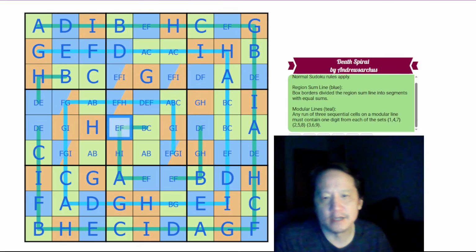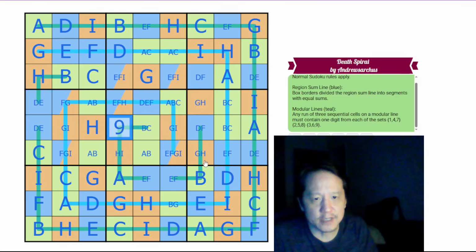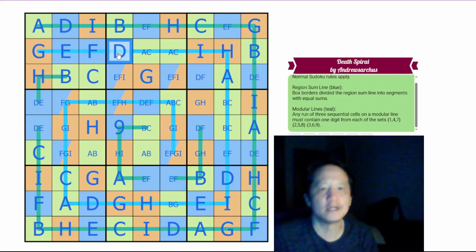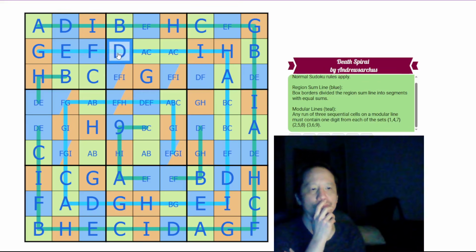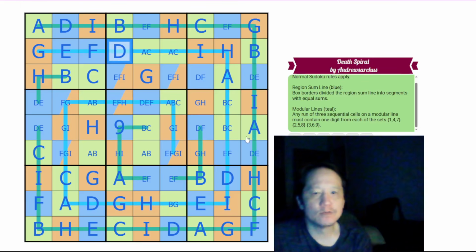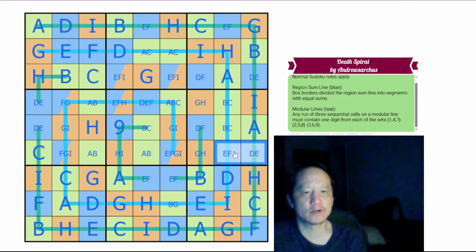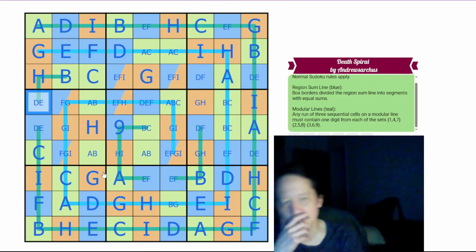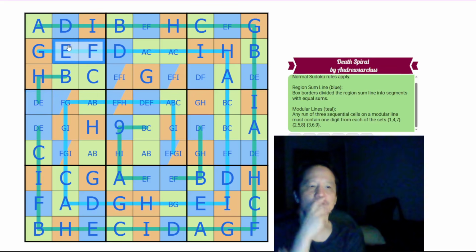This is 9. So no matter what, this is 9. D cannot be 9. So one of these two is 9 here. This can't be 9. This could be 9. So one of these is guaranteed to be 9 here.